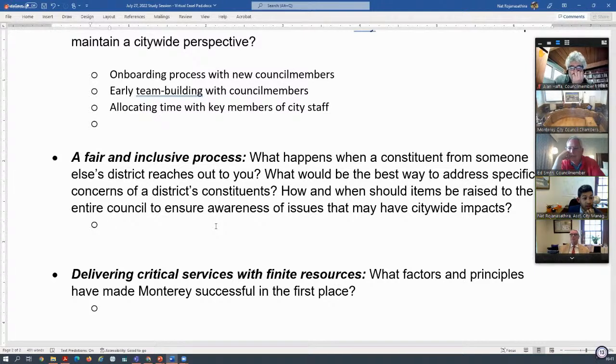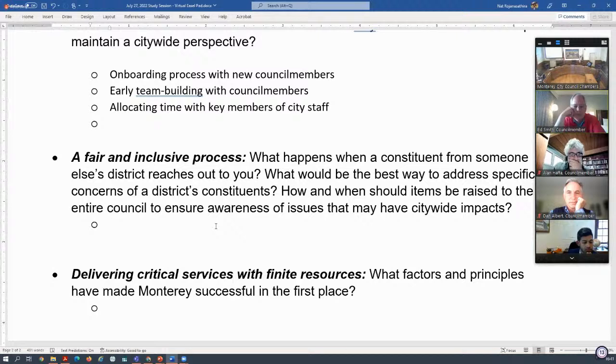And again, no right or wrong answer here. I see Councilmember Hoffa's hand is raised first. Okay, go for it, Emma. So just want to say this is kind of a tricky one.